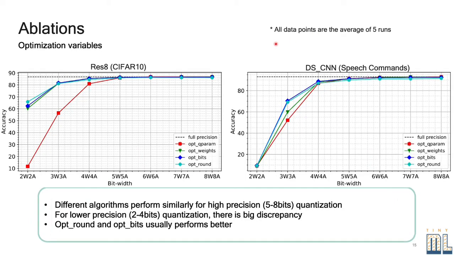For different optimization variables, they perform similarly for high precision quantization, but for lower precision quantization, there's big discrepancy. Optimized rounding and optimized bits, the cyan line and blue line here, usually perform better than the other two. This is because different parameterizations have different optimization difficulties and training efficacies.